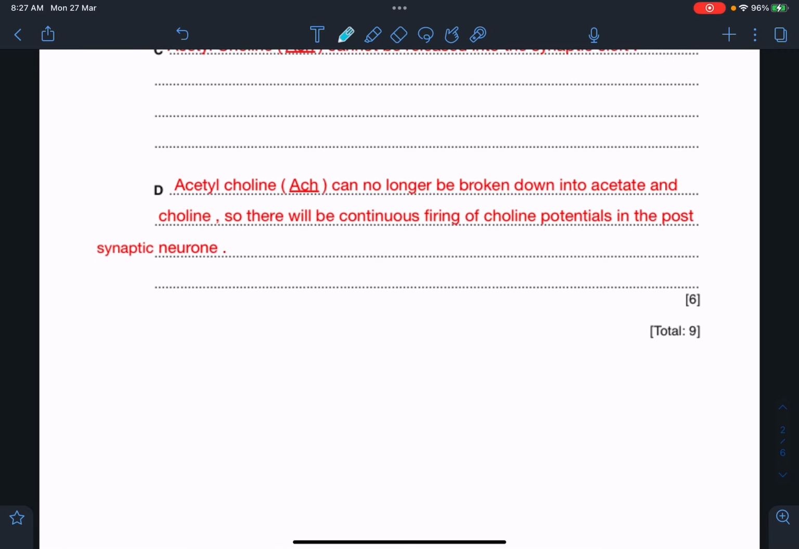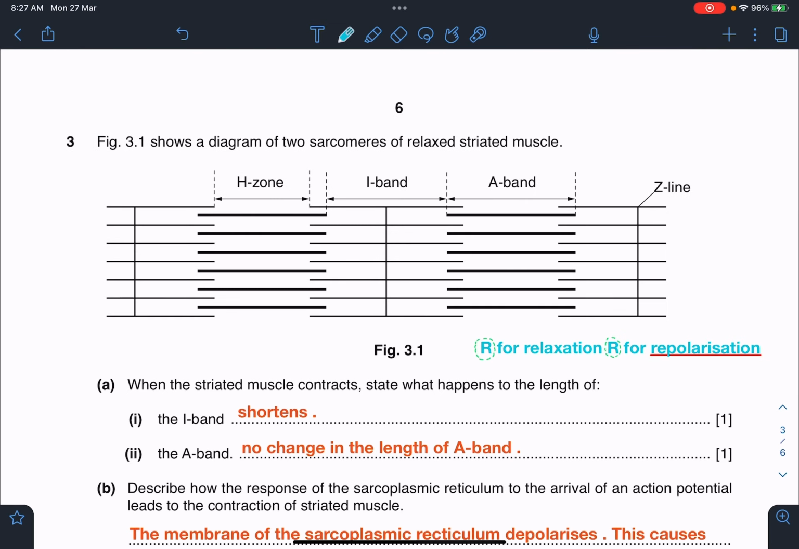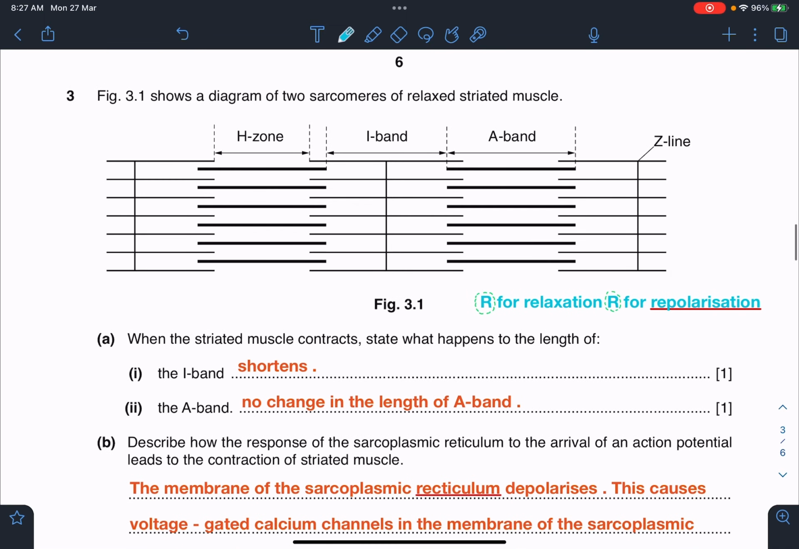We will move on to the next one, which is for muscle contraction. Figure 3.1 shows a diagram of two sarcomeres of relaxed striated muscle. Guys, striated muscle basically comes from the word stripes. So this muscle has a lot of stripes, as you can see, like a zebra has a lot of stripes. So that's a heads up if you don't know.